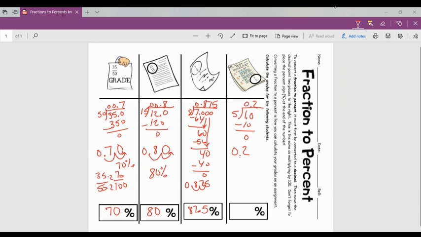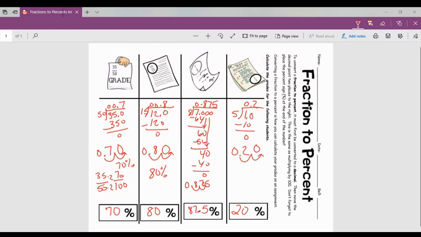Now I want to move my decimal 2 times to the right. When I do, I end up with 20%. So if you only got one question right out of 5 questions, your grade would be a 20%. And that makes sense because each question would be worth 20 points, so to speak.